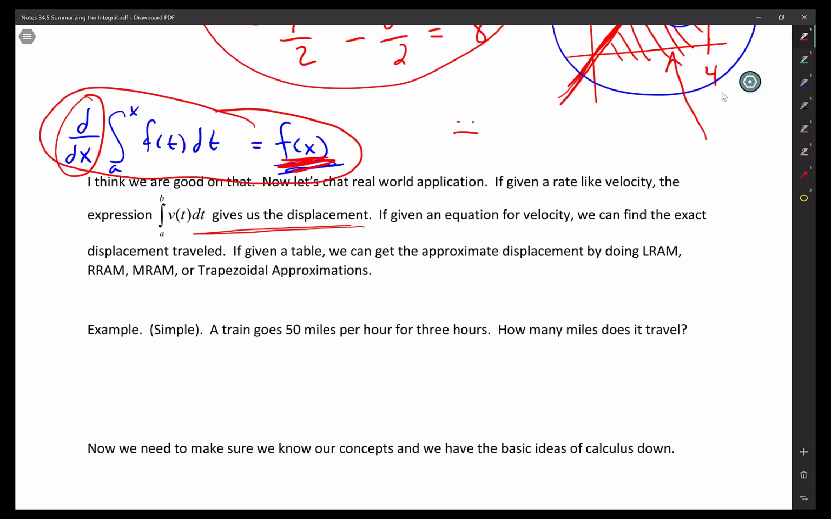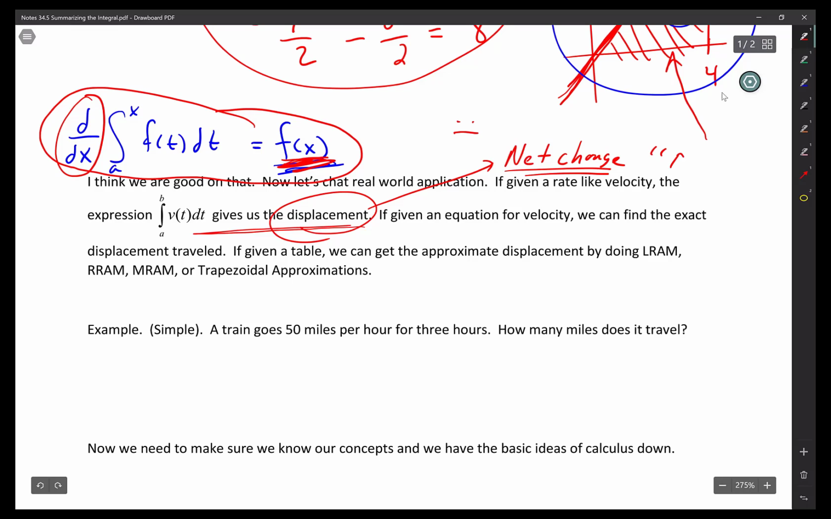So, by the way, displacement is just a net change. And really, we're going to use that idea, guys. Net change. Net change of what? Net change, and I would put the word distance in quotes.